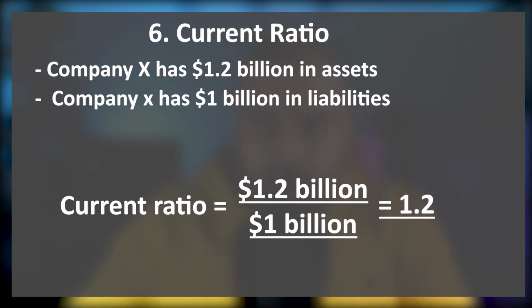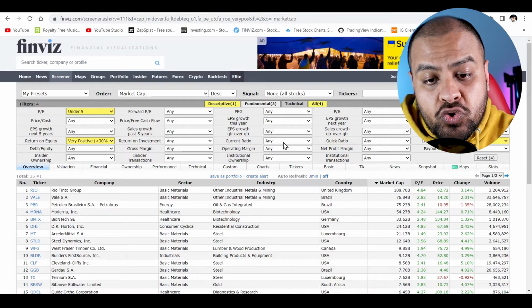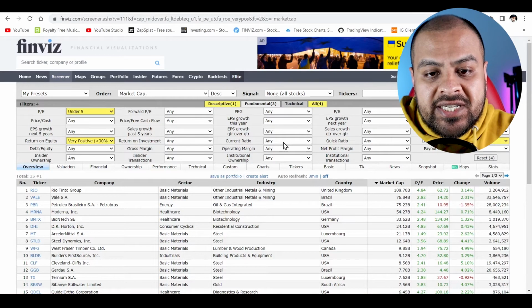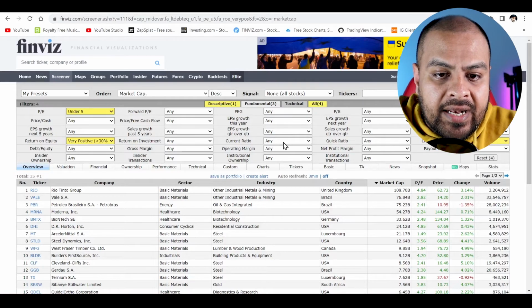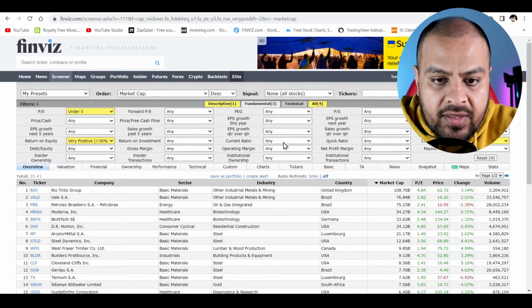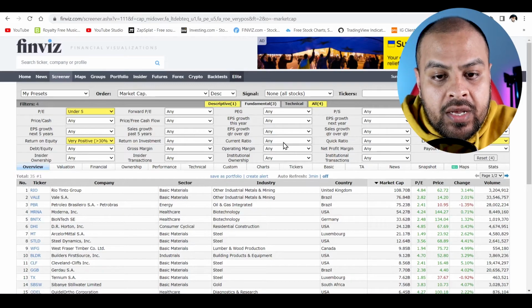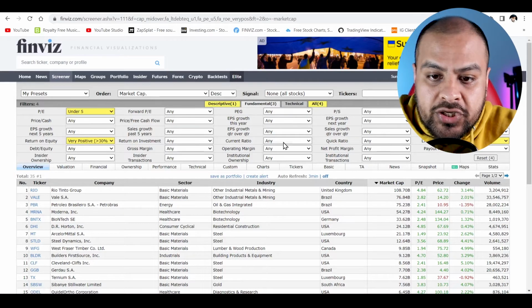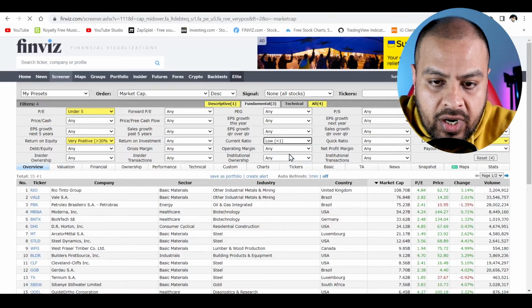which gives us a current ratio of 1.2. So if I go to Finviz, I don't like companies having too much debt, because remember, you want to generate money, generate profit. And it's like a person, someone that has too much debt, they're almost drowning. They're making money just to pay off the debt. So I like having a current ratio less than 1, a low current ratio.